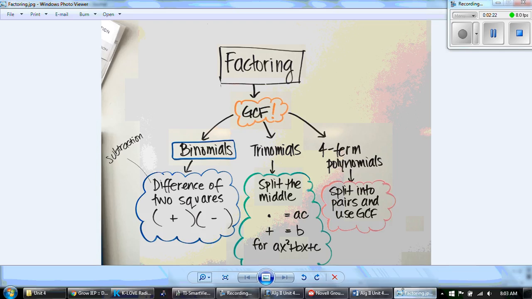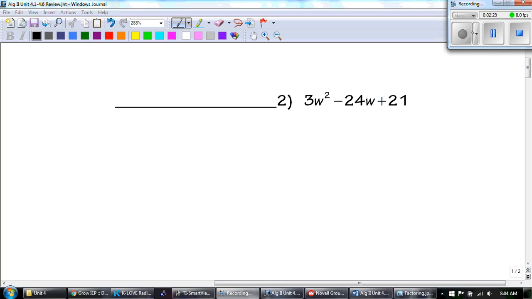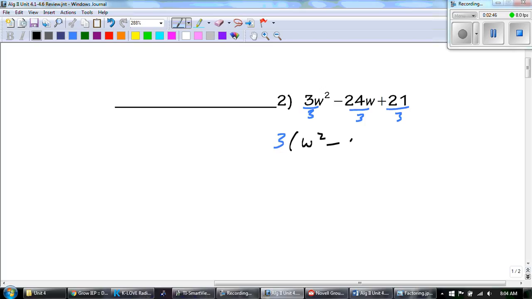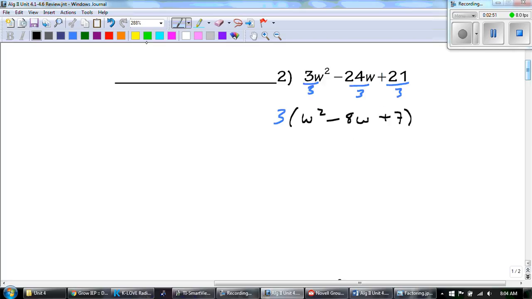So, remember, the first thing that we're always supposed to check for is a GCF. And when I'm looking at number 2, with a 3 in front of it, there's a GCF. 3 goes into all of those, so the 3 comes out front, and then we're left with w squared minus 8w plus 7. Now, I don't want to forget about my 3, so I'm going to bring it all the way down here into my final answer. I'm going to make it look like a 3, so I don't forget it.